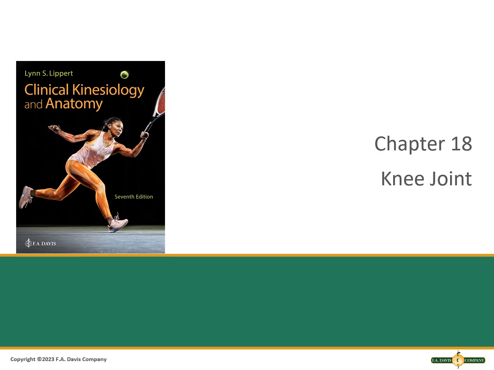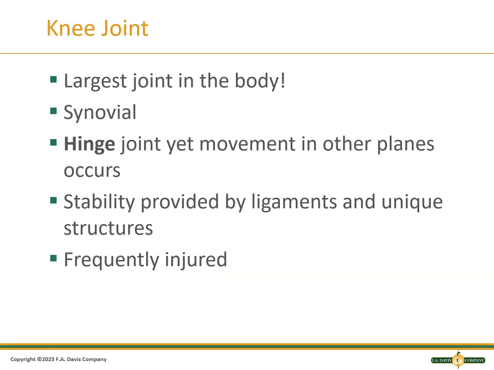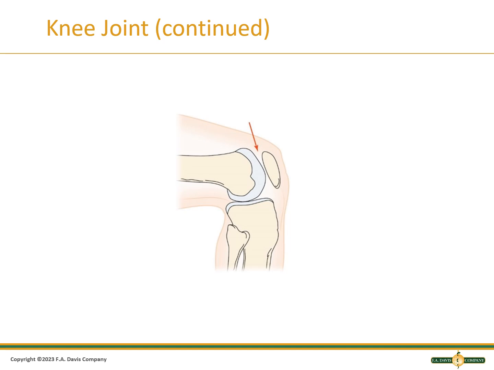We will move on now to Chapter 18, the knee joint. The knee joint is the largest joint in the body. It is a synovial joint. It is a hinge joint. Even though there's slight movement in other planes, we primarily think of the knee as having only 1 degree of movement. The stability is provided by ligaments and unique structures of the knee, such as our meniscus, and it is a frequently injured joint.